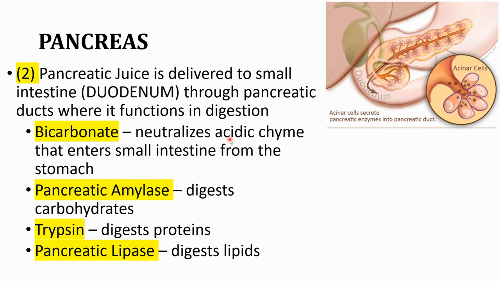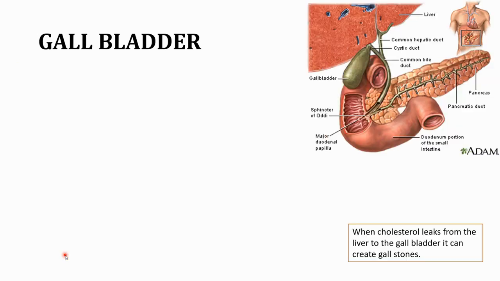Bicarbonate neutralizes the acidic chyme that just got dumped in from the stomach. The pancreatic amylase is going to be added to help digest carbohydrates. Trypsin is going to be added to help digest proteins, and pancreatic lipase is going to be added to digest lipids. So the pancreas is going to make sure the small intestine has all of these digestive enzymes to get chemical digestion started back again.